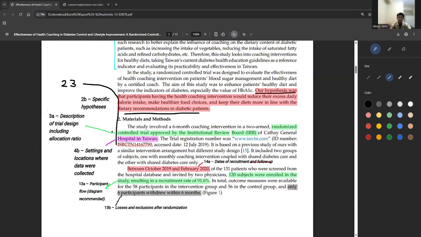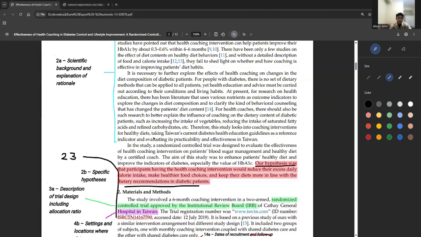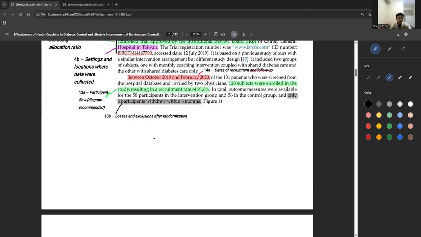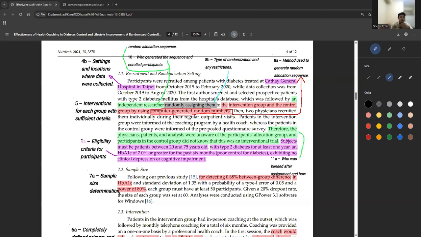The paper must say who can join the study. The participants must be patients between 20 and 75 years old with type 2 diabetes for at least 1 year and an HbA1c of 7% or greater in the past 6 months.